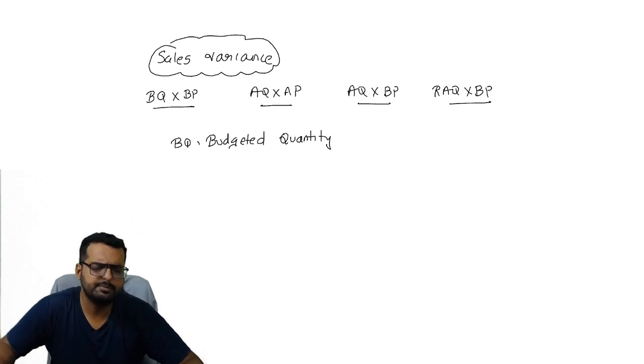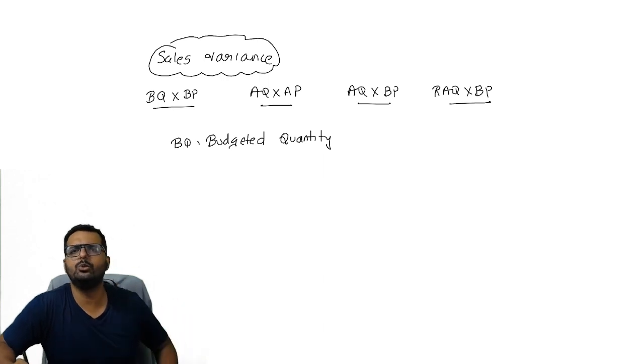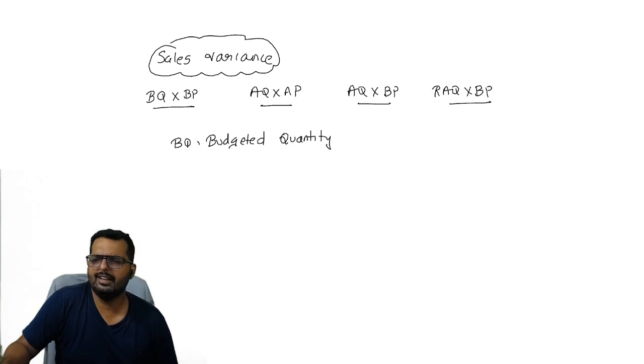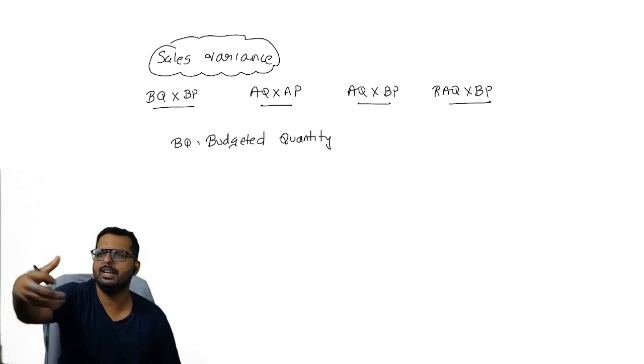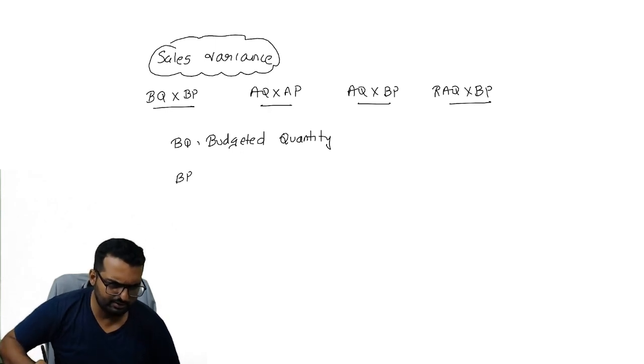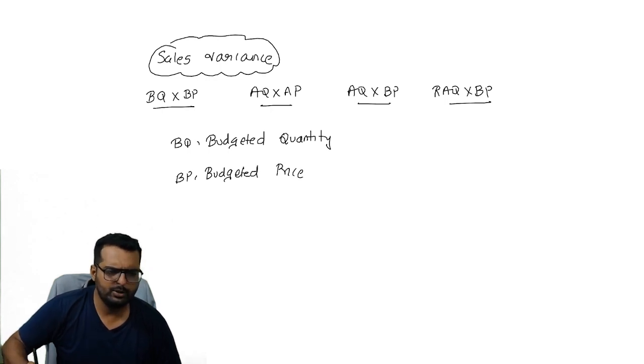SQ is based on actual output. SH is based on actual output. But friends, for sales, you will never have a SQ. Why? Can you tell me? Have you ever heard a salesman telling normally a normal human being can sell this much of omelets? Sales is something which is always based on targets. You can never have a normal sales. So it's always based on what? It is always based on budget. BP is what? Budgeted price. AQAP you must have understood.